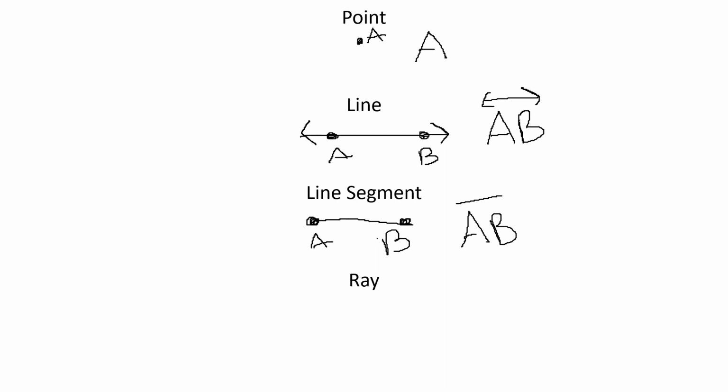And then a ray. A ray has a starting point, and then it goes on in one direction. It can go any direction forever and forever. So let's say that this is ray AB, and you denote it with an arrow on top. So a line, a line segment, typically just called a segment, and a ray.